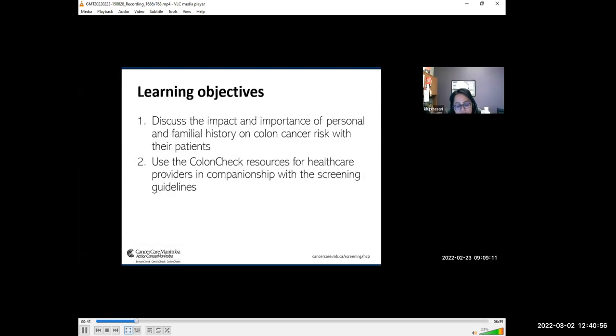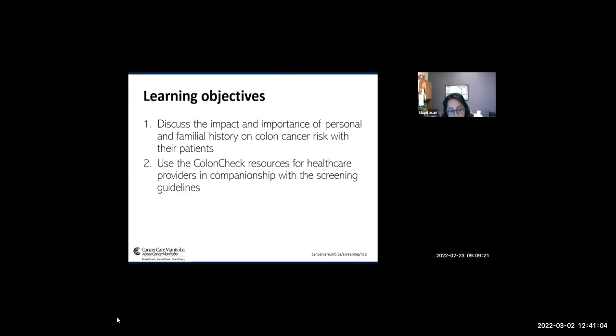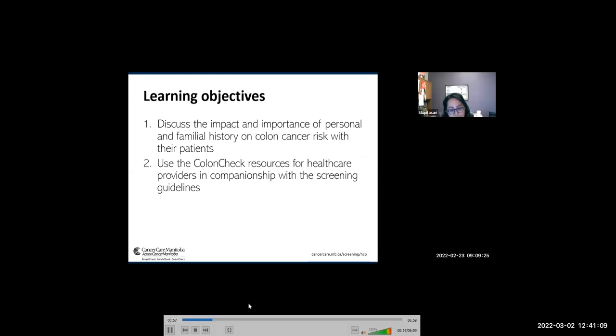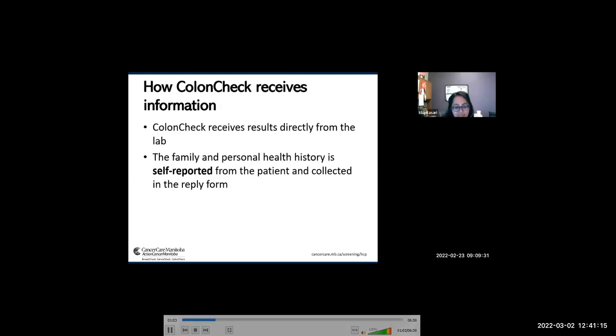Our learning objective today is to discuss the impact and importance of personal and familial history on colon cancer risk with our patients, and use ColonCheck resources to help healthcare providers in compliance with screening guidelines. Next slide, please.